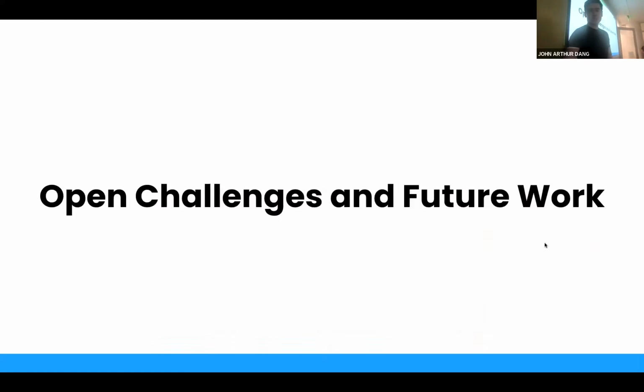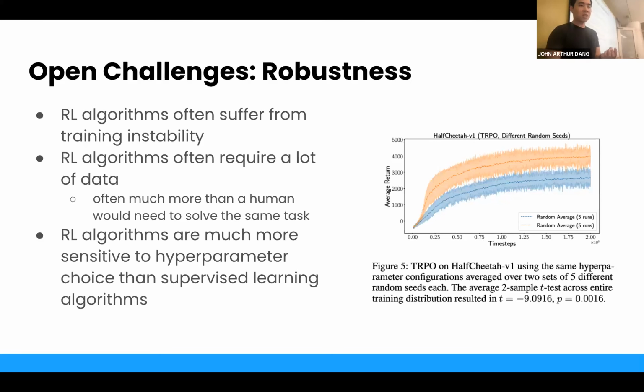Let's move on. So yeah, those are some real world applications for reinforcement learning. And now I'll just finally conclude with some open challenges and future work in reinforcement learning. So one challenge in RL is robustness. For one, RL algorithms are very sample inefficient and require a lot more samples than humans would typically require to perform a similar task.